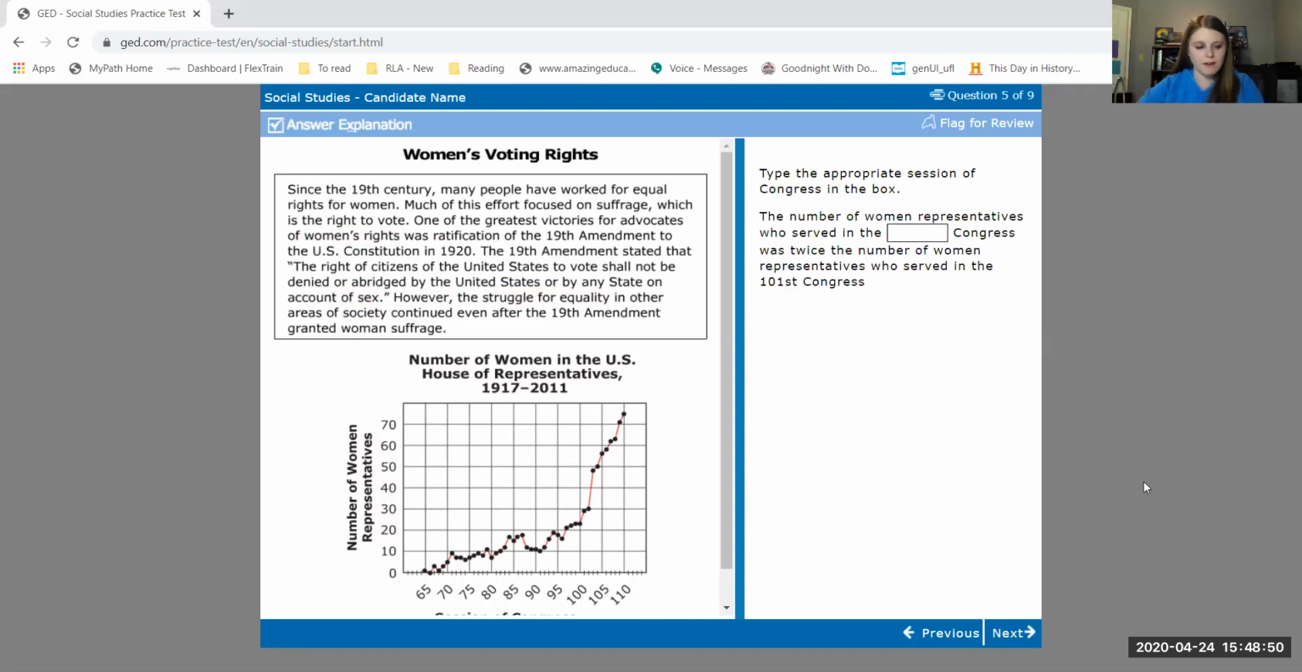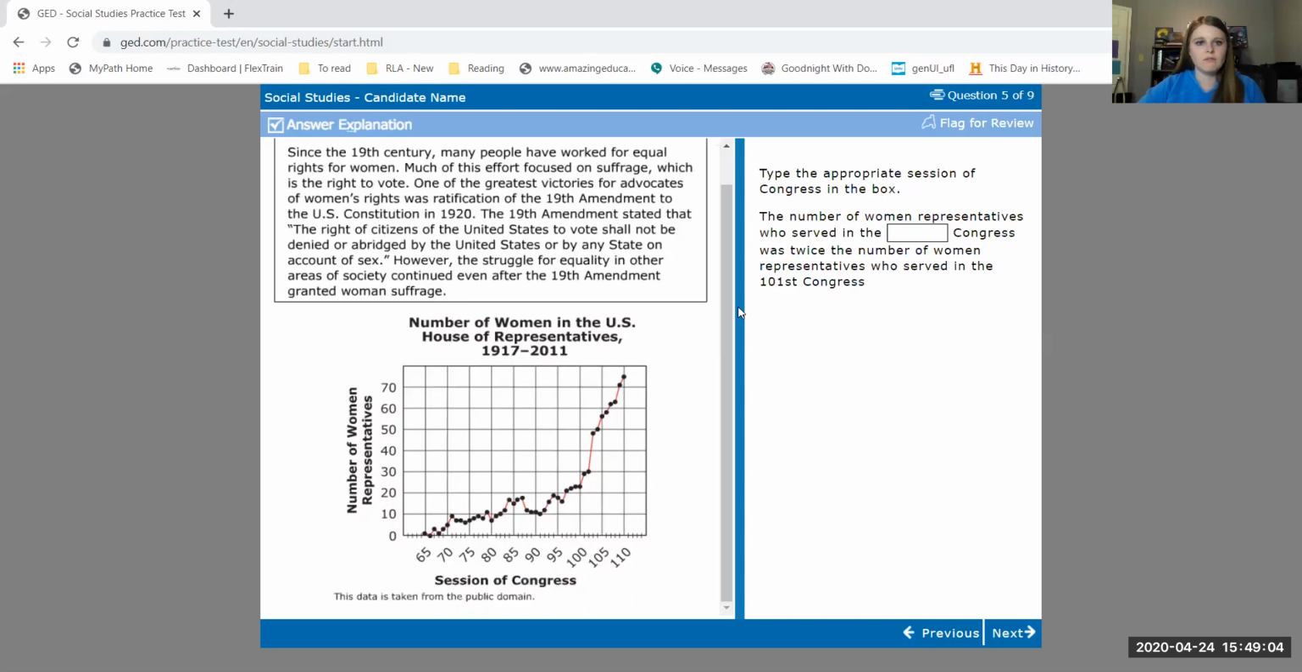All right, question 5 continues with this. We got this little box here, and whenever I see that box, I know I'm going to type. It says, type the appropriate session of Congress in the box. Session of Congress, I remember that. That is part of our chart here. The question says, the number of women representatives who served in the blank Congress was twice the number of women representatives who served in the 101st Congress.